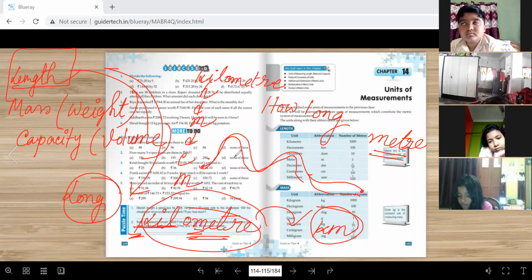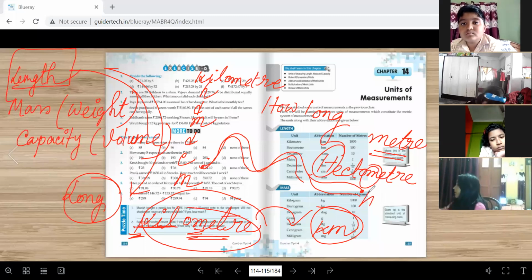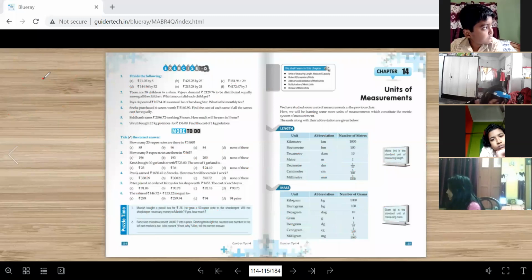Kilometer. Okay, so for hectometer, look, it will be denoted by, for hecto, H, meter, M, HM. Understood? Decameter.